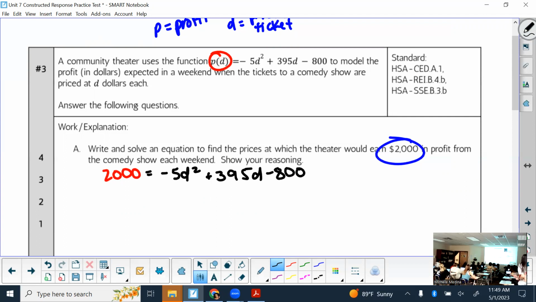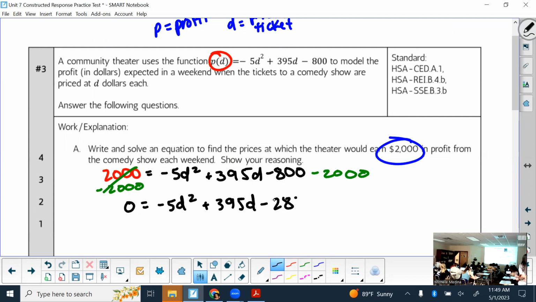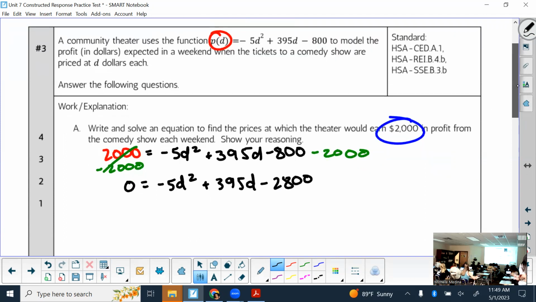Make it equal to 0. How do I make the 2000 0? Whatever you do on one side. So then on the left side, it is now 0. On the right, combine like terms, so negative 5d squared plus 395d. What's negative 800 minus 2000? Okay, great. Now I can do what?